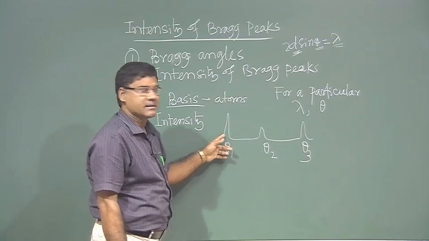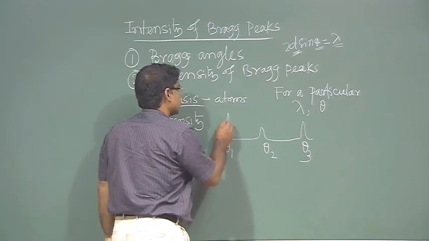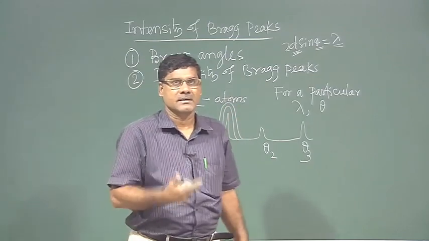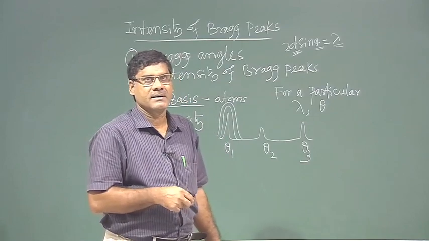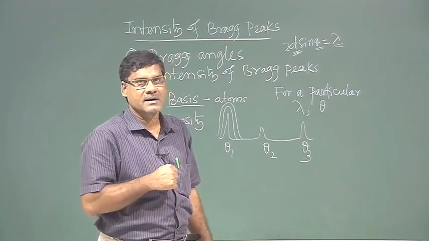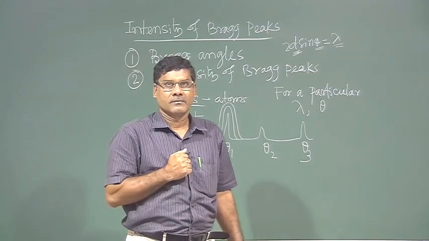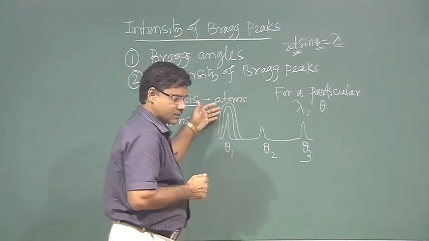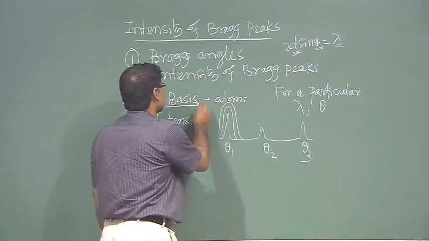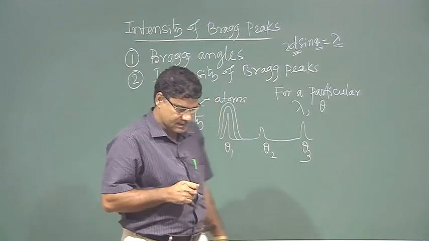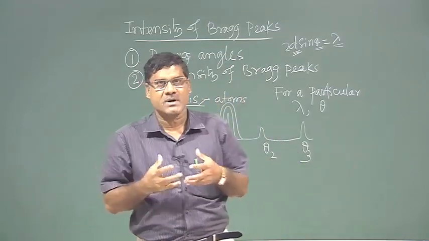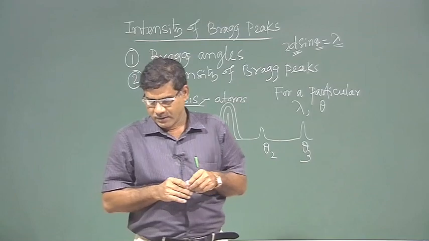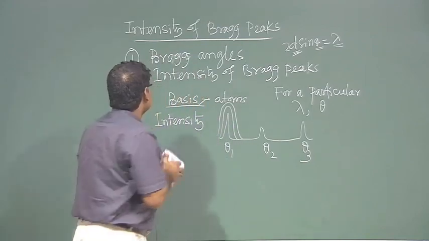Now, the intensity varies. It increases for some cases and decreases for other cases. Sometimes these peaks are missing, and missing means intensity is 0. So why so? As I mentioned, that depends on the basis, or on the distribution of atoms or even lattice points in the crystal. I will give you one example.